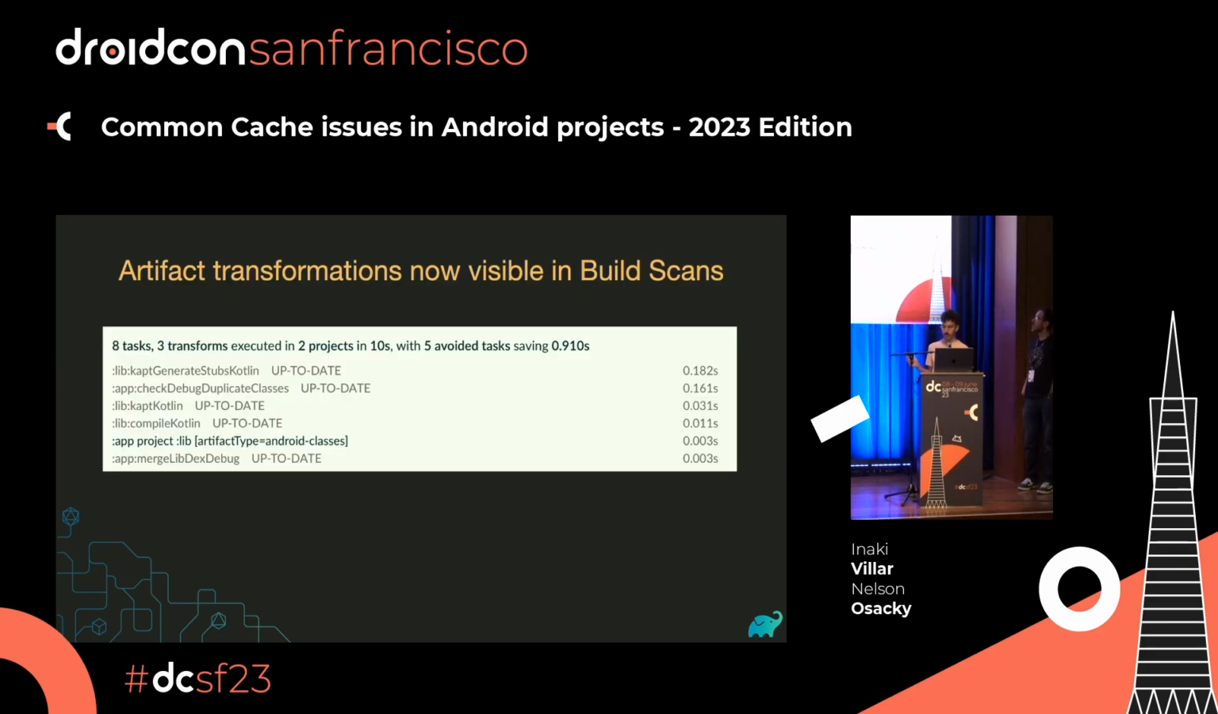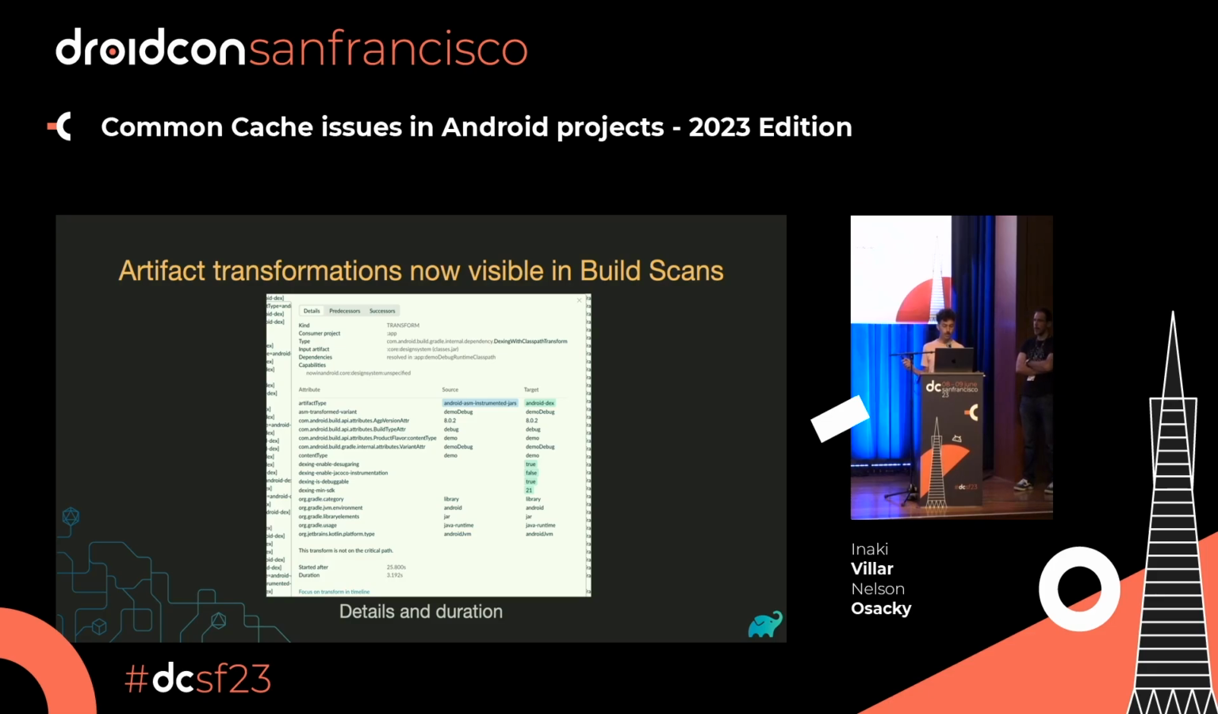So I'm just going to show you a little bit of what it looks like in the build scans. This is a build scan on the timeline page, and in addition to seeing tasks, you now see transforms as units of work. You can see that listed in the page. This is a transform, the other ones are tasks, and you can see the duration. You can then click on that artifact transform and get even more details on it. You can see the source and the target of that transformation. For example, this is a transformation from an instrumented jar to a dex file, and you can see the duration.